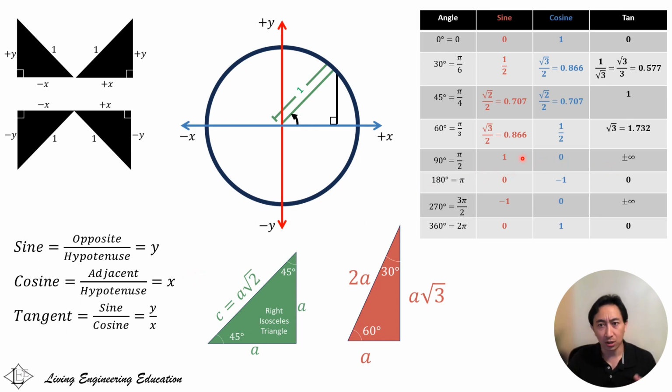But for tangent, it's sine over cosine, right? Y over x. So you're dividing by 0. So it's undefined. So for tangent, we write plus or minus infinity for these. This is our vertical asymptote, which means that we go to infinity both in the positive and negative direction, depending if you're slightly below 90 degrees, going towards 90 degrees, or slightly above 90 degrees, coming back towards 90 degrees.